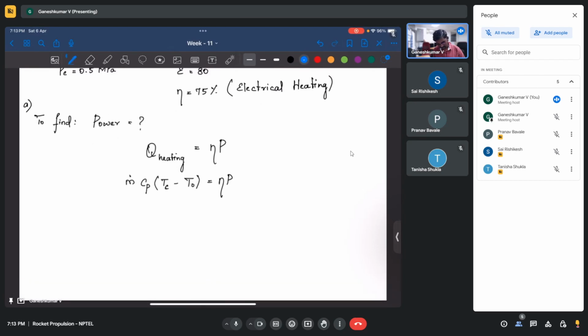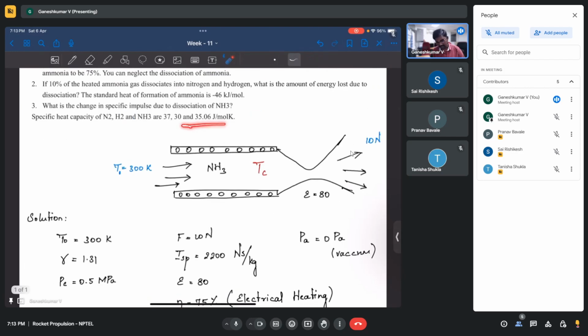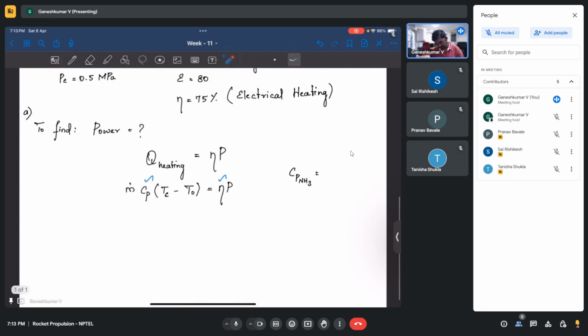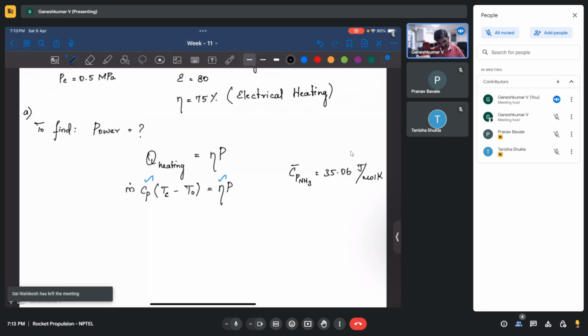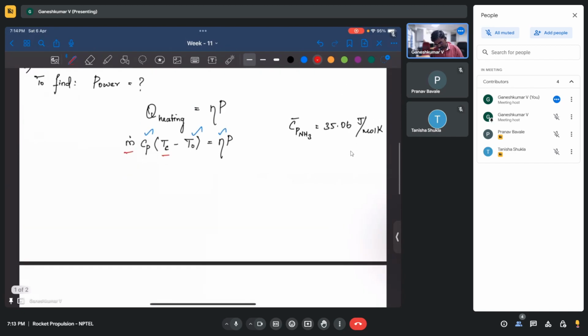What we know is the efficiency eta. We know Cp of ammonia gas. So Cp of NH3 is given, no problem. In the question, it's given as 35.06 joules per mole Kelvin. This is going to be on a molar basis. T naught is also given, but the question is we need to find out m dot and Tc, right? These are the two things we need to find out. How do we find out m dot and Tc is the question.